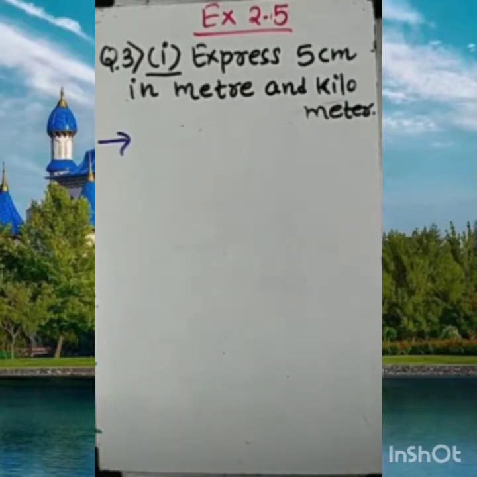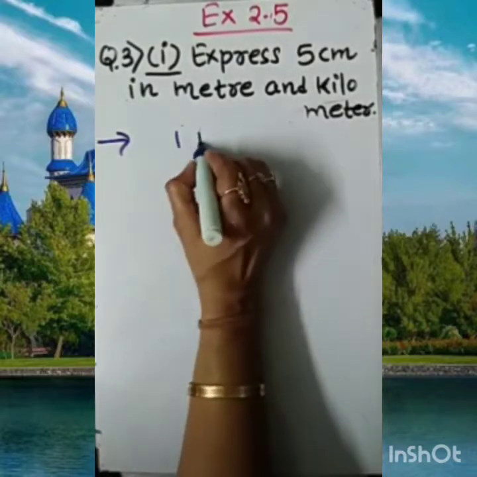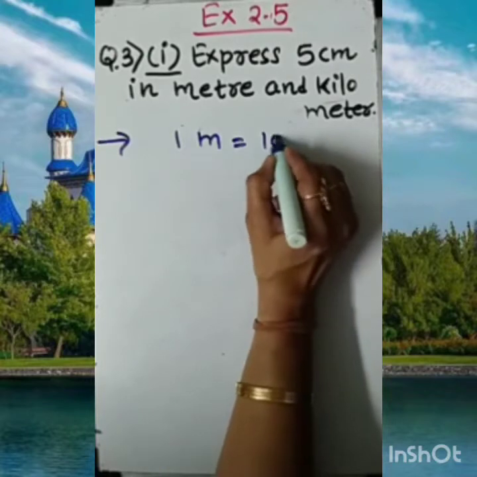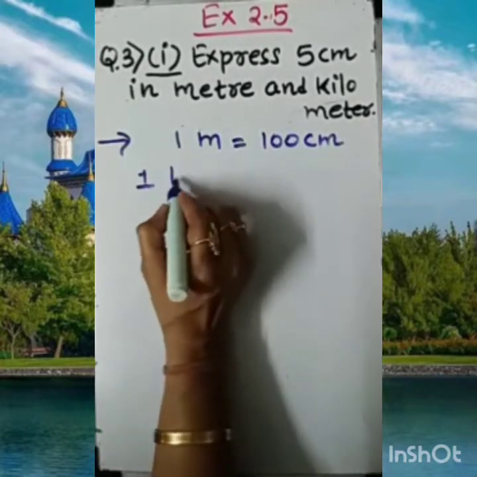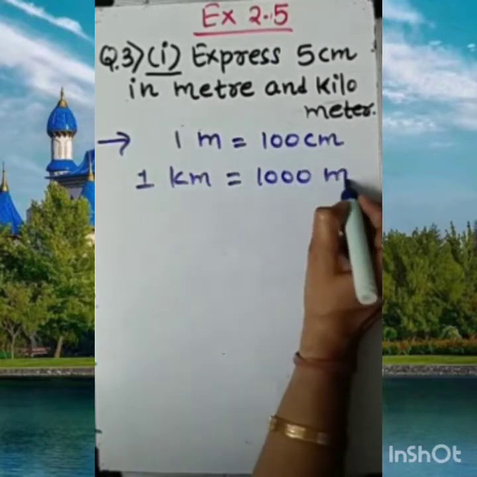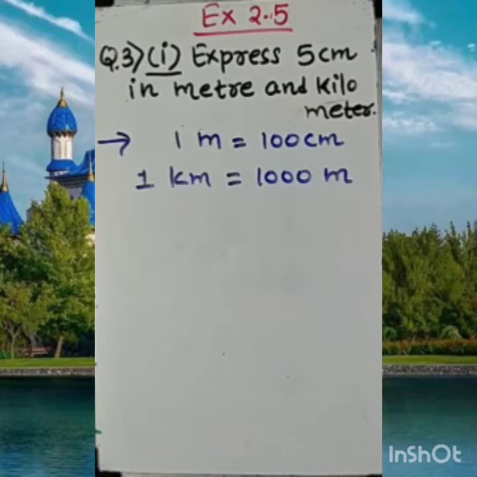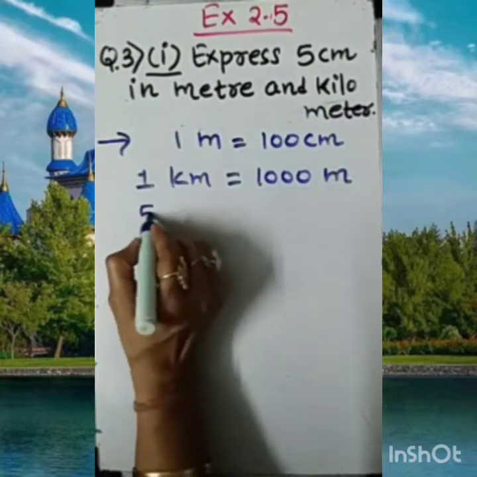For that, we have to use our previous year knowledge. We know, dear student, 1 meter equal to 100 centimeter. Agree? And beside this, we know 1 kilometer equal to 1000 meter. These two units we need to convert at the same time. Okay. Now here we are given only 5 centimeter.